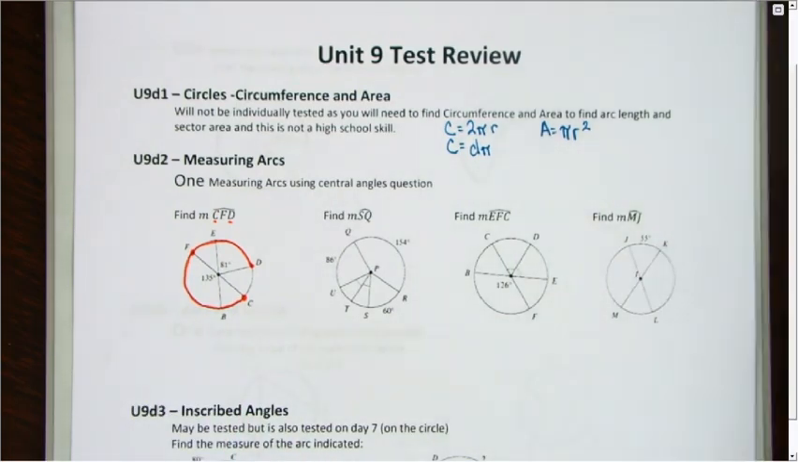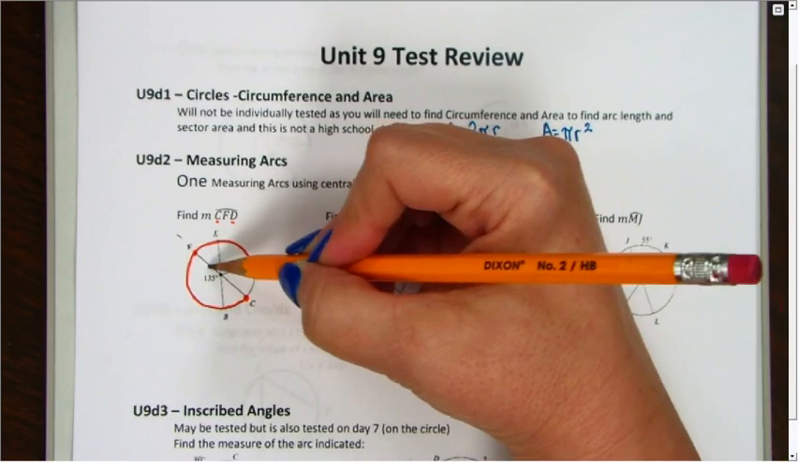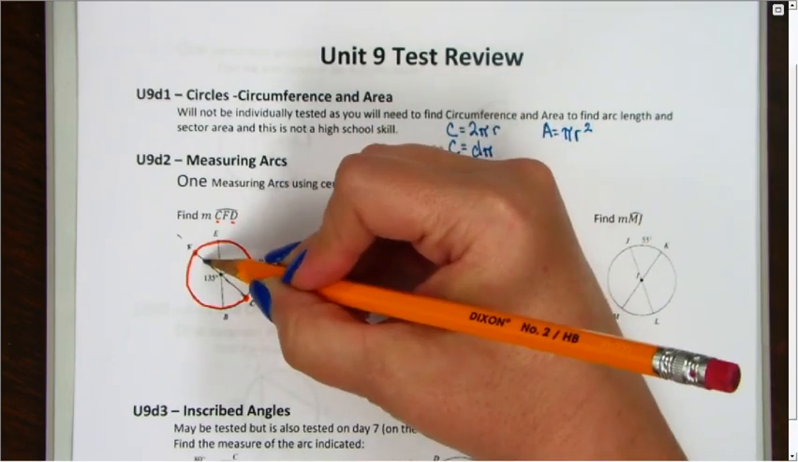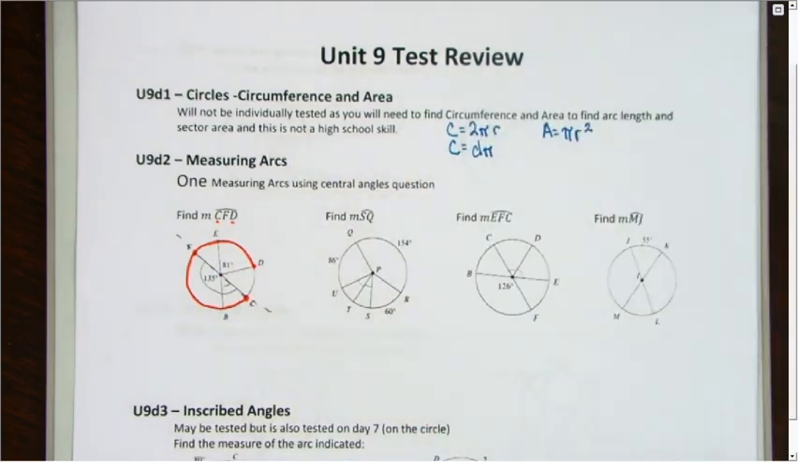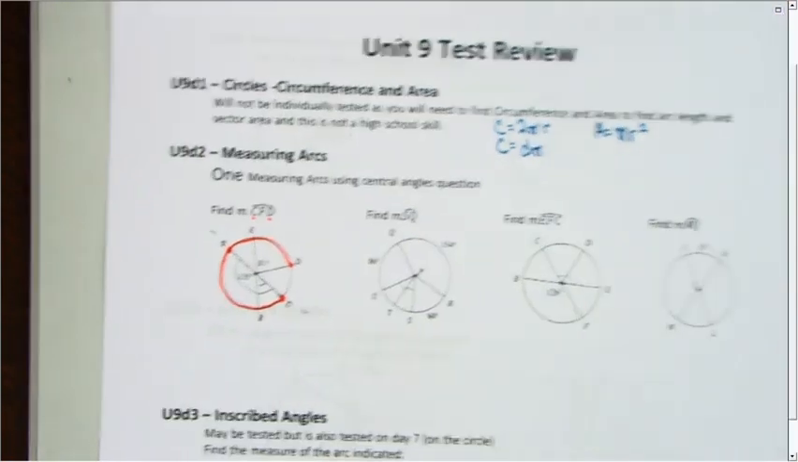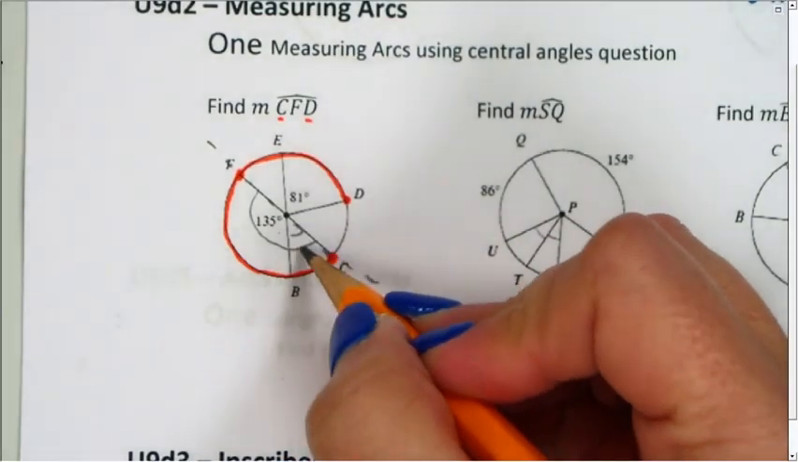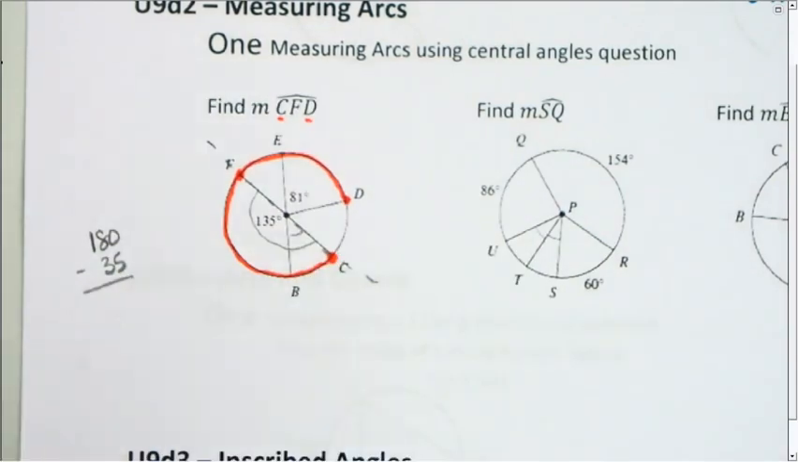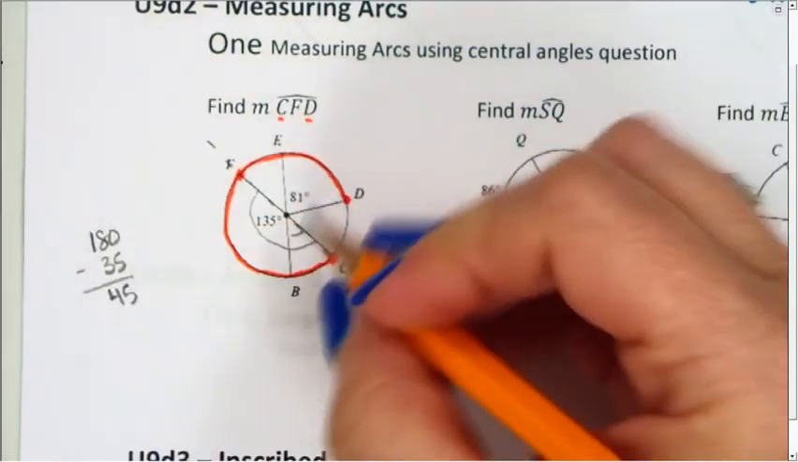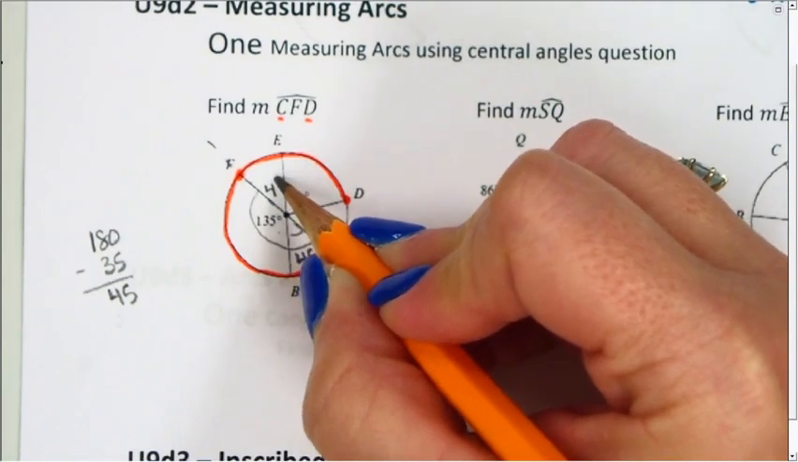When I look at this problem, I can see I have 135, and then here is a diameter, which means I know on this whole piece there are 180 degrees. I've used 135 for that piece. Let me zoom in. If I want to find this piece right here, I'm going to do 180 minus 135, and that is going to leave me with 45 degrees. So this angle here is 45. That means the one vertical to it is also 45.